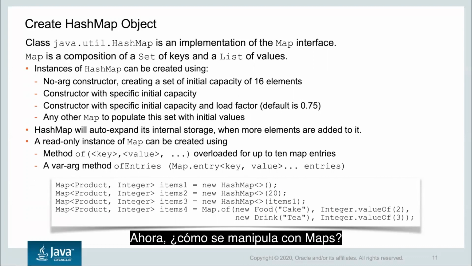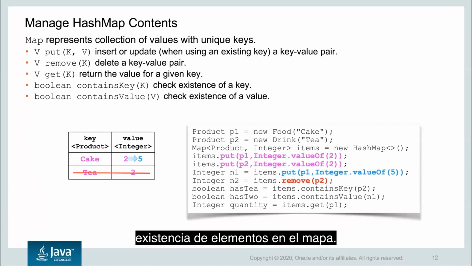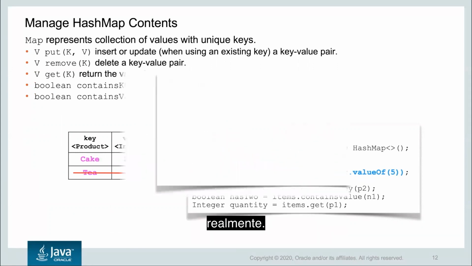Now, how do we manipulate maps? We can include, remove, and get elements, and check for the existence of elements within them. Again, let's zoom into this example and observe how it actually works.